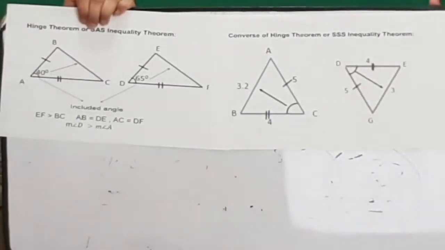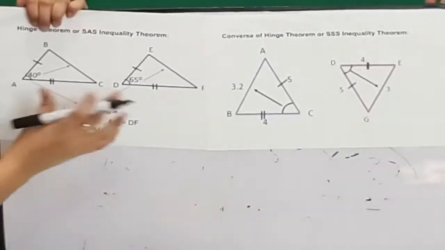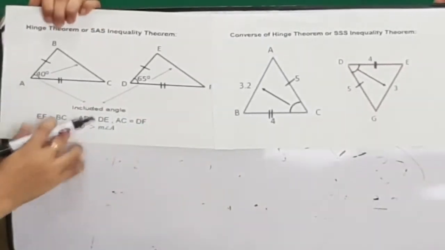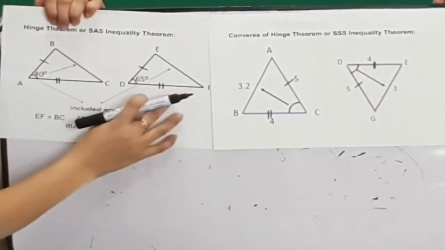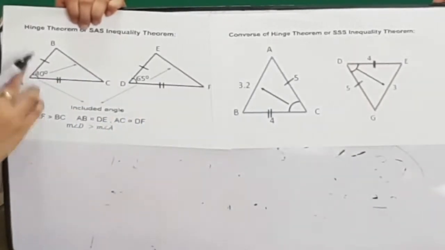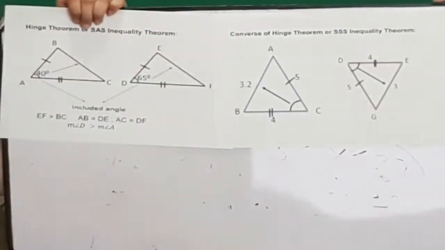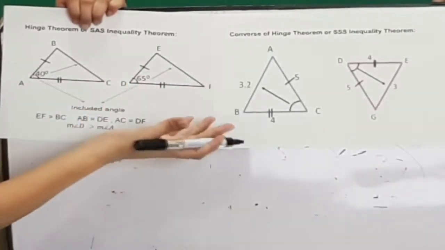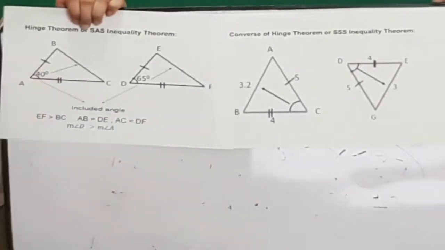Okay, so actually, we discussed this last time, the hinge theorem and its converse. So, let's review. Two triangles are involved. If two sides of one triangle are congruent to two sides of the other triangle, and the included angle of the first triangle is greater than the included angle of the other triangle, then that means the opposite side of that included angle is longer than the opposite side of the other angle.